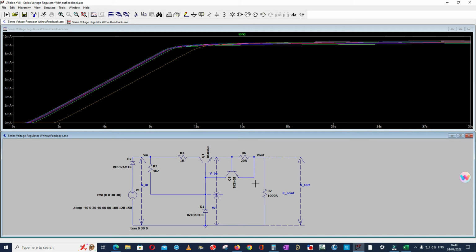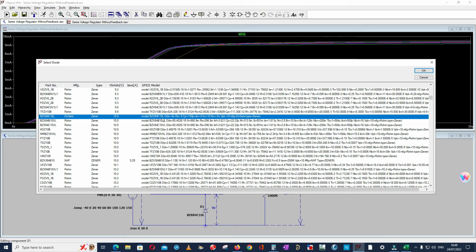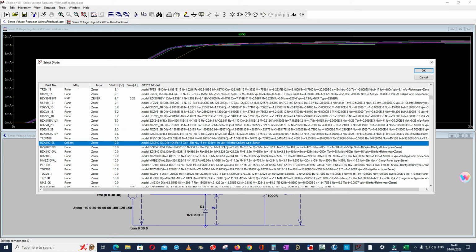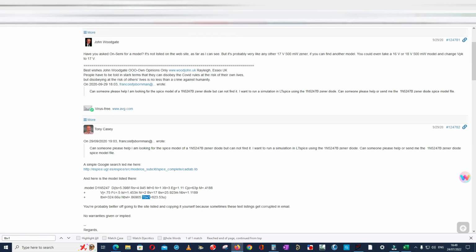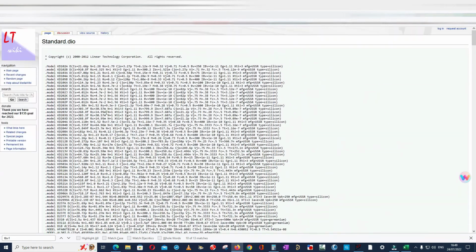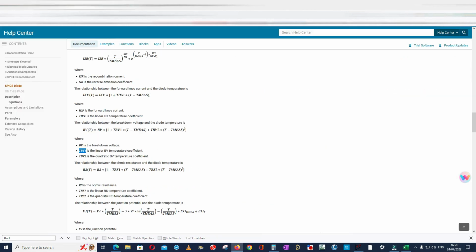One more thing I would like to bring into your notice. I just checked here, as you can see, this is the model for the Zener diode, and in this Zener diode, I didn't find any temperature coefficient compensation parameter. It's not included. That parameter is called something like TBV1, and I've looked into the SPICE model from the LTspice standard diodes which are available here. You can see it is called TB1. Let me show you. Yeah, TB1 is the linear breakdown voltage temperature coefficient.